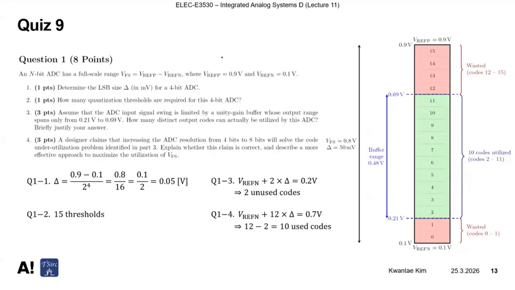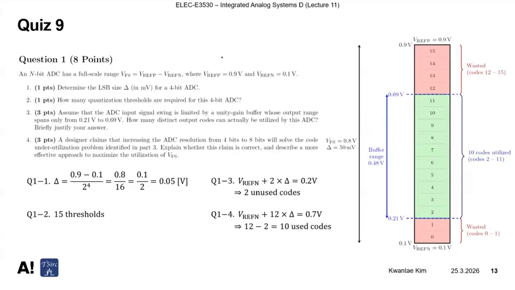The last sub-question of question 1 is that a designer claims that increasing the ADC resolution from 4-bit to 8-bit will solve the code underutilization problem that I identified in the previous part. Explain whether this is correct. The answer is that this is not correct, right?